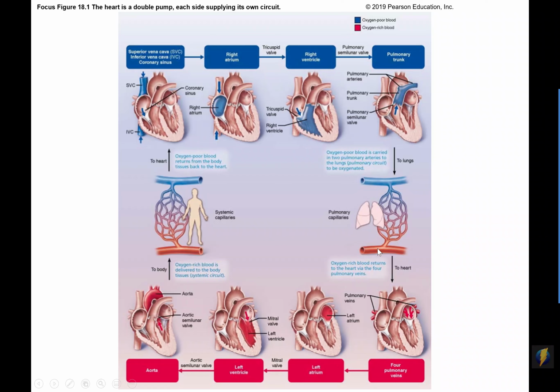Blood is returned to the heart via 4 pulmonary veins, 2 from the right lung and 2 from the left lung. But all of that blood gets returned to the heart to the left atrium. It flows past the mitral or bicuspid valve into the left ventricle. The left ventricle then contracts, pushes the blood past the aortic semilunar valve into the aorta, and then from the aorta all of the blood is then delivered to the systemic circuit and delivered to all of the organs of the body.